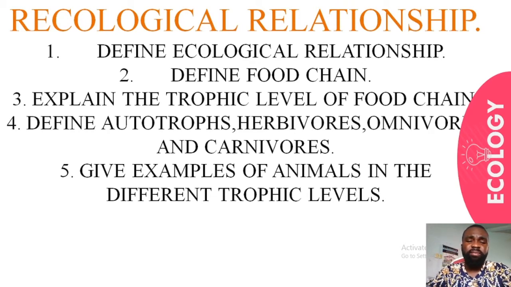We also said that producers are autotrophs. Autotrophs are organisms that provide their own food in the presence of light. We have green leaves, algae, and so on. Plants. So herbivores are primary consumers. Herbivores feed directly on the autotrophs, the producers. Herbivores are organisms that feed on green plants.